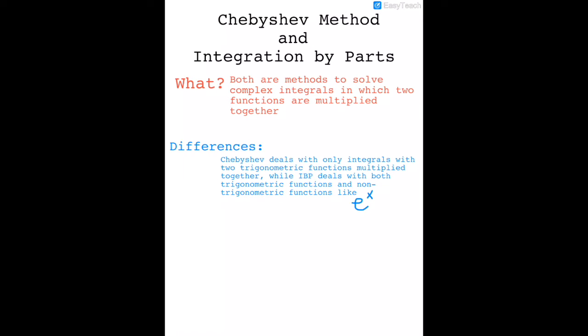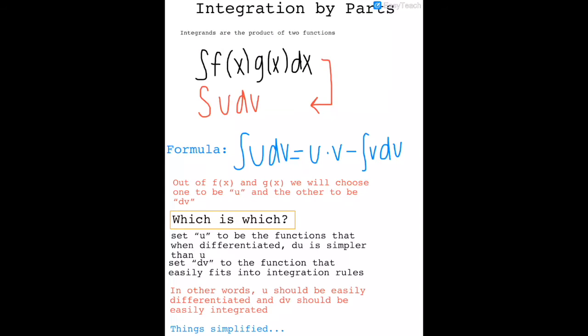Chebyshev method and integration by parts. What are they? Both are methods to solve complex integrals in which two functions are multiplied together, but they are very different methods. The Chebyshev method deals with only integrals with two trigonometric functions multiplied together, while integration by parts deals with both trigonometric functions and non-trigonometric functions like e to the x or ln of x.